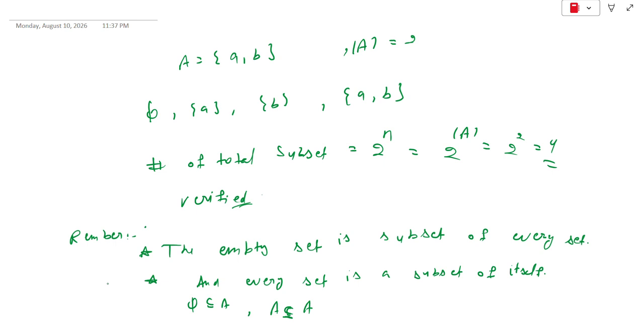Now we come to the next important topic, power set. So let's see. The power set of a set A is the set of all subsets of A.